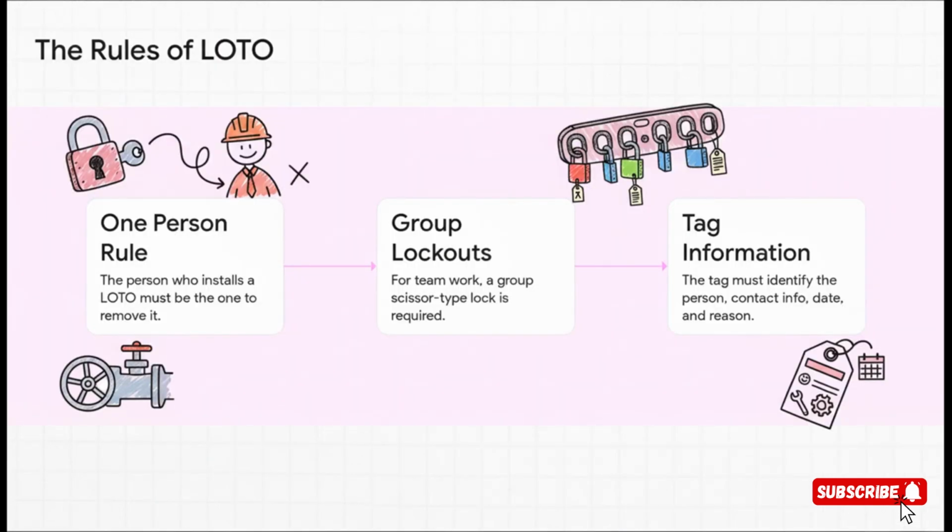And the rules of LOTO are absolute. First, the person who puts the lock and tag on is the only person who can take it off. No exceptions. Second, if you have a whole team working on the same piece of equipment, a group lockout device is mandatory. And third, your tag has to clearly state who you are, how to get a hold of you, and why that equipment is locked out.